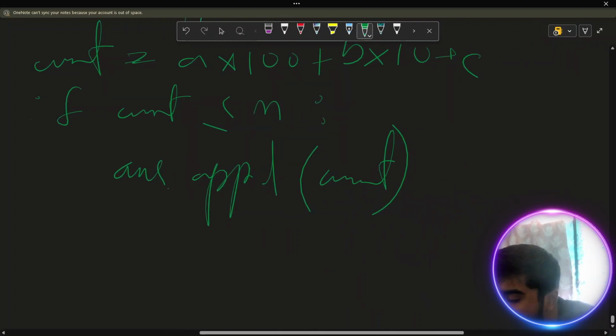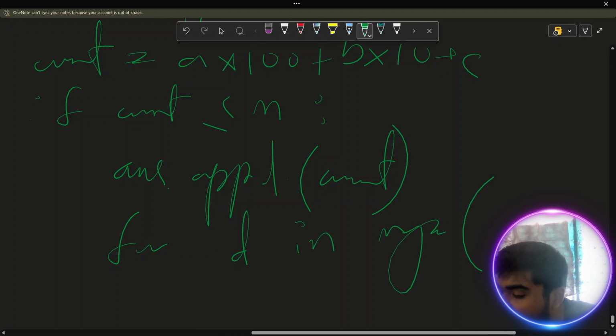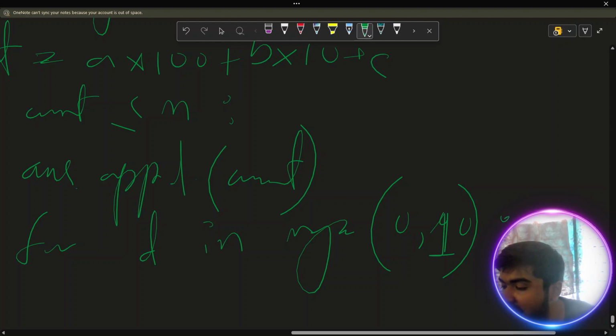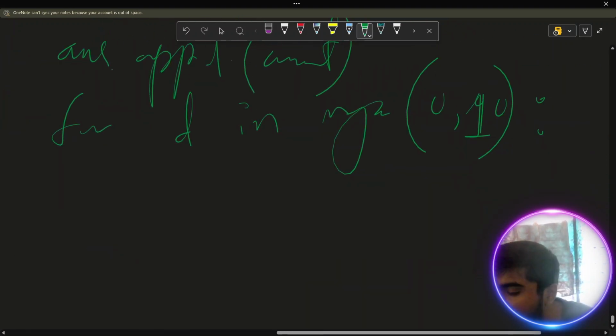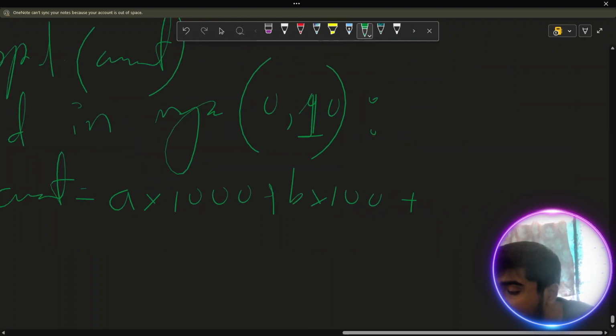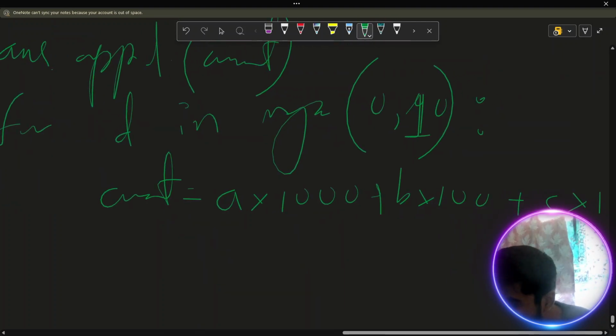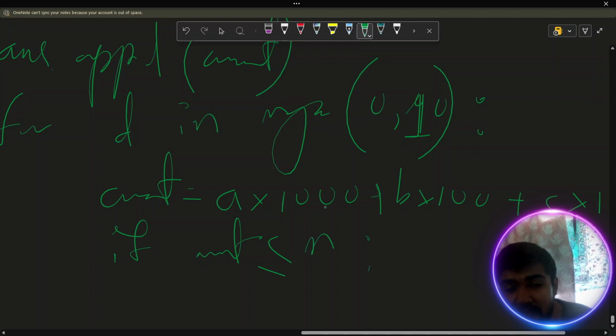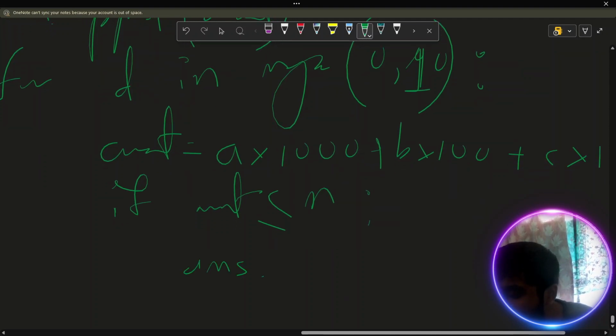And I should start another for loop for d in range, again 0 to 10, so that is 0 to 10, right? So again I have to build my current. This time my current should be a into 1000, b into 100 plus c into 10 plus d. So that is my current now. If my current is less than n, then I have to push it to my answer, because that is the lexicographically smallest number I have generated.